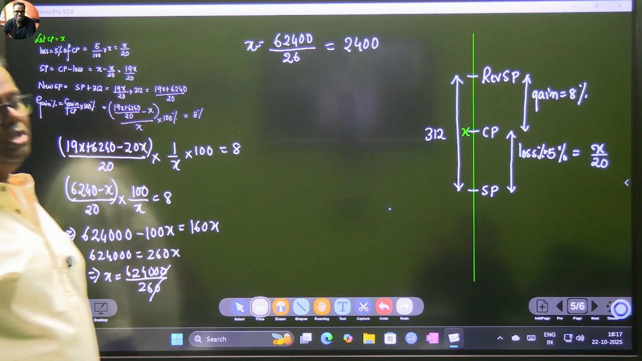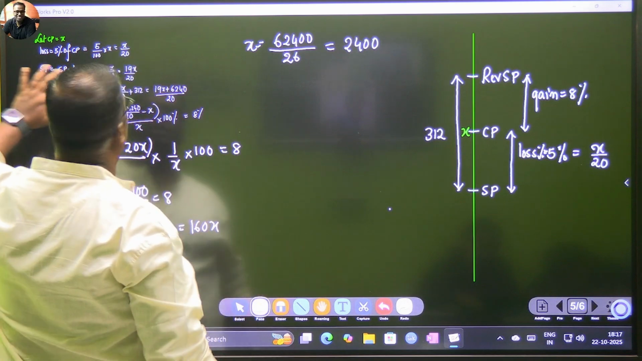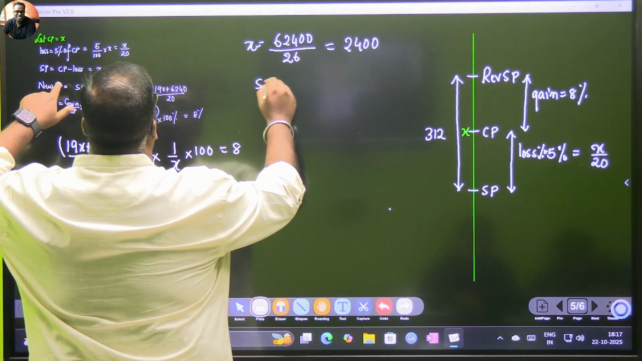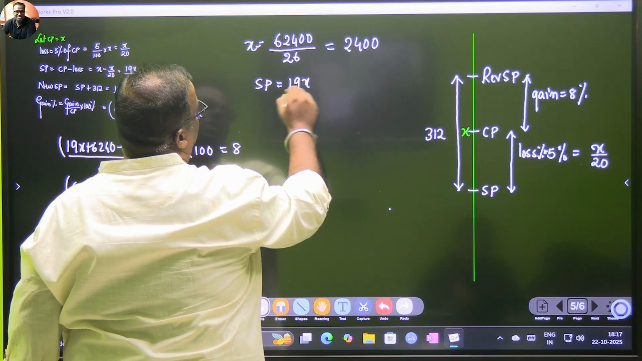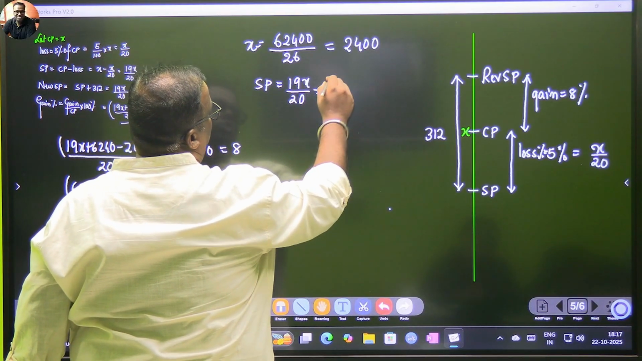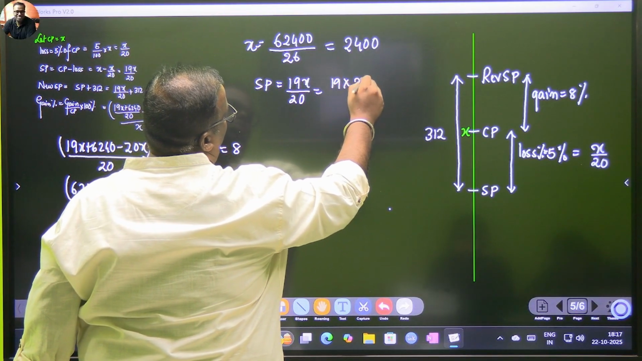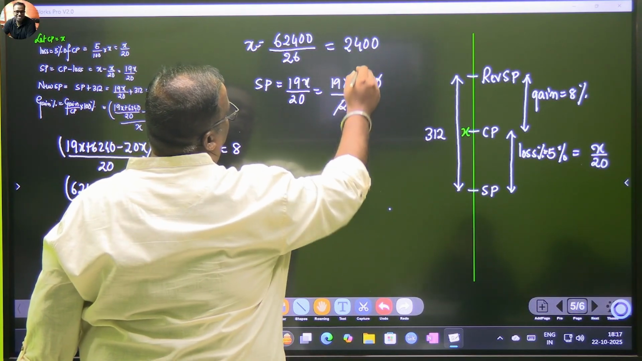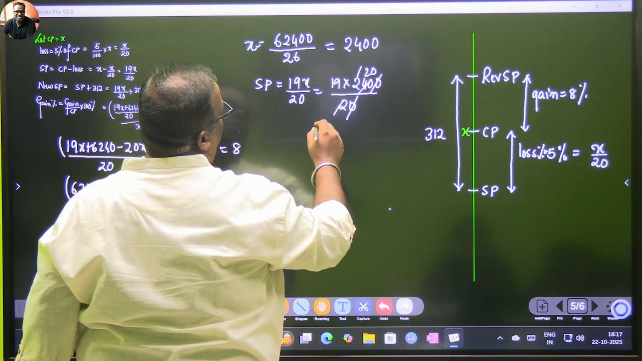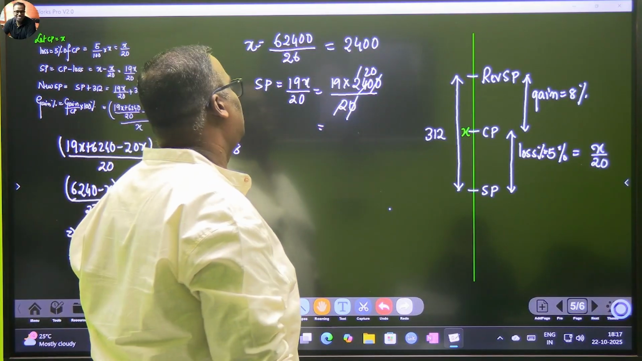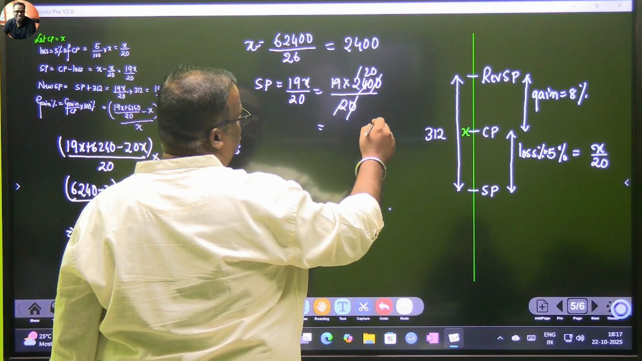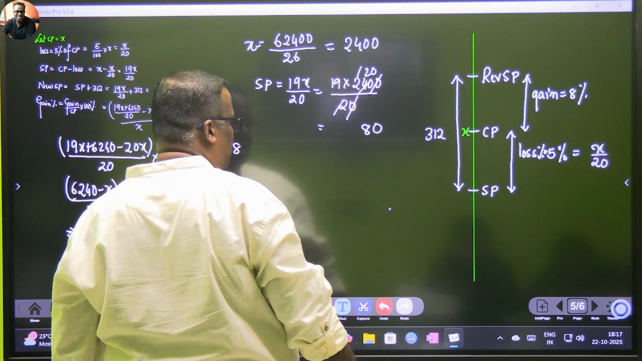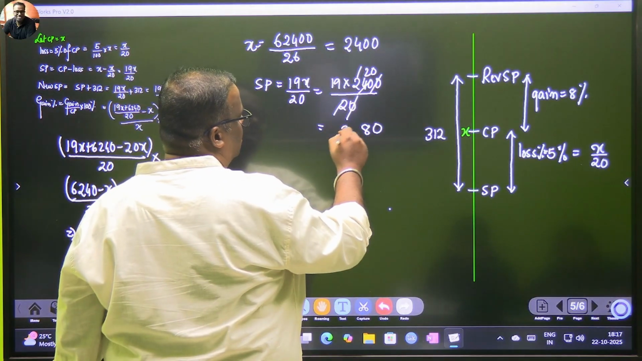You have to find what? Selling price. You had worked out the selling price, right? Where is this? Selling price. So selling price is equal to 19x by 20, which is equal to 19 into 2400 by 20. This is how much? 120. And 120 just multiply. 19 zero is 0. 19 twos are 38, 3 carry over. 19 ones are 19 plus 3, 20, 21, 22.